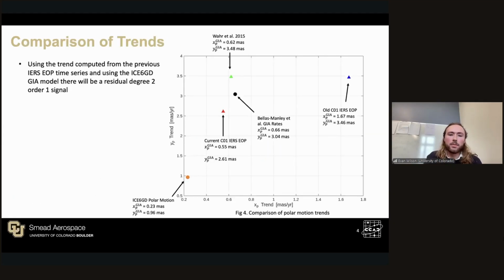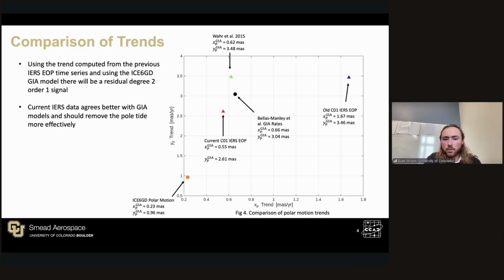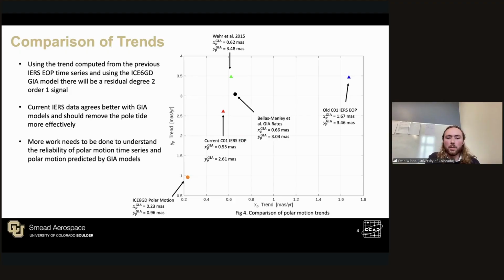So using the trend computed from the previous IERS EOP series and a commonly used GIA model, I6G_D, there will be a potentially significant residual degree 2 order 1 signal. And you can see in blue, the old IERS rates are plotted, and then the orange is the I6G_D polar motion. The current IERS data shown by the red triangle agrees better with I6G_D as well as new GIA models such as the Caron-Ivins GIA model, and the rates are plotted there in black. But more work needs to be done to understand the reliability of the polar motion time series as well as understanding how the polar motion is calculated by GIA models.